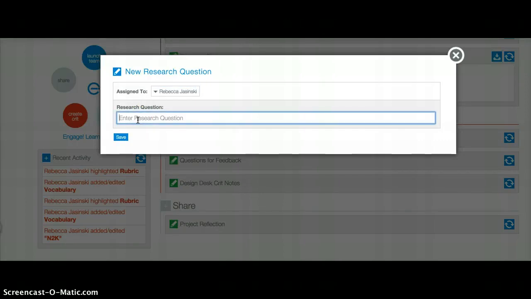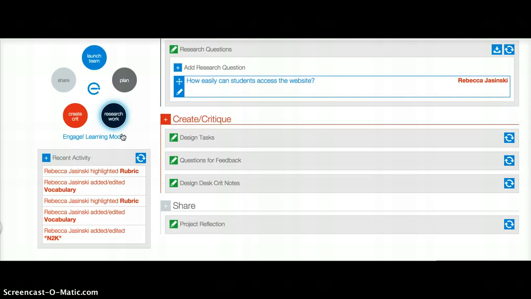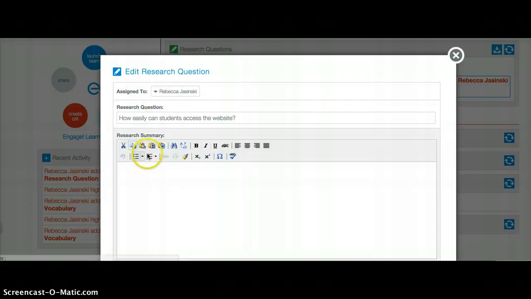Okay, and then my research question is how easily can students access the website? And I'm going to save it. Okay, and that's what you need to do. And you can see right here it has the person who's assigned to that question. Now, you can go back and add the answers to your questions here at the end.